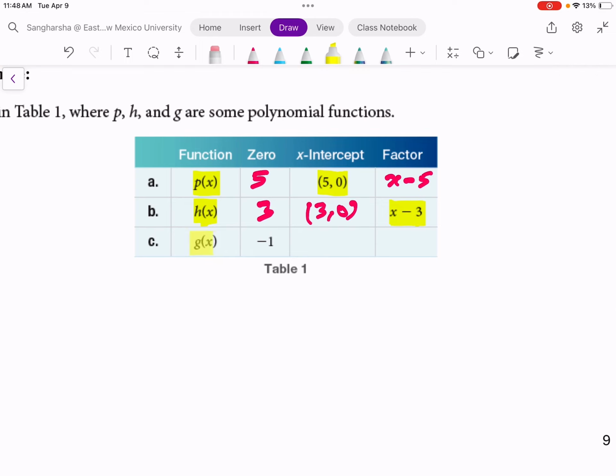Last, we have a g of x function, and we know -1 is the 0 for this g of x. If this is the case, what is the x-intercept? -1, 0. And what is the factor? x minus this 0, which is -1, and we end up getting x plus 1. So this is the factor for g of x.